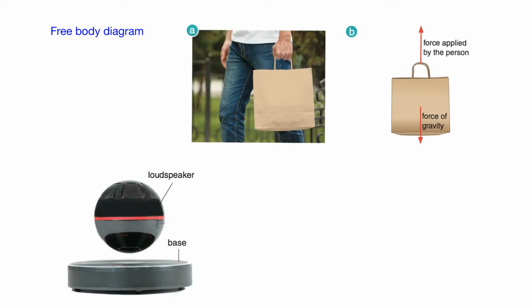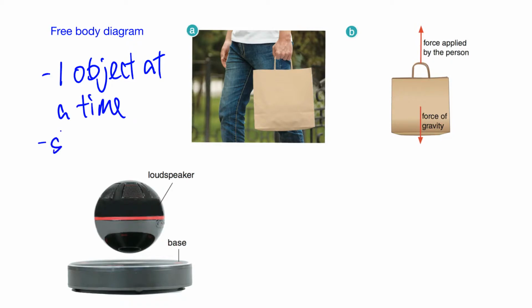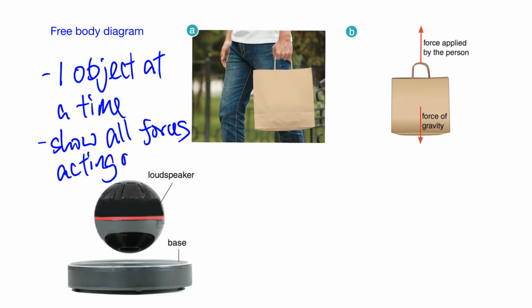Before we talk about that, we have to learn a new technique called a free body diagram. In a free body diagram, we are describing one object at a time. And not only this, we are going to show all the forces acting on this object.